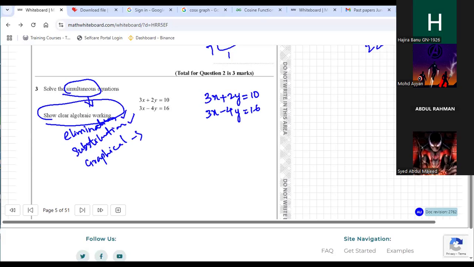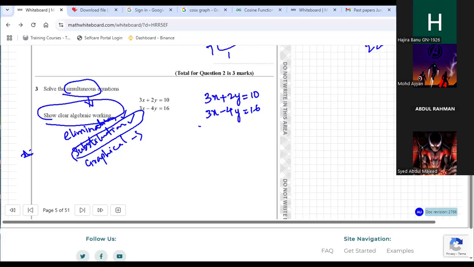I will prefer elimination here because you see these two are the same. What is substitution? You can find the x value and then substitute. So even I'm not going for the substitution method. If you remember, when we solved the quadratic equation in the last class, there we used the substitution method.